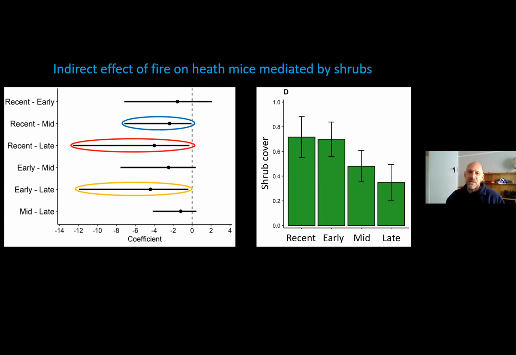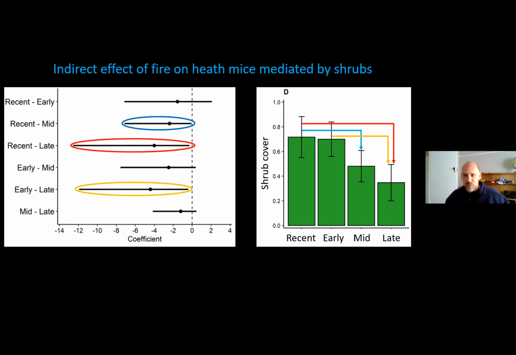What our mediation analysis is telling us is that the difference in shrub cover between the recent and the early age class, and remember that difference is driven by fire, is sufficient to alter heath mouse abundance. In addition, the difference in shrub cover between the recent and the late age class is also sufficient to alter heath mouse abundance. And the difference in shrub cover between the early and the late age class is also sufficient to alter heath mouse abundance.